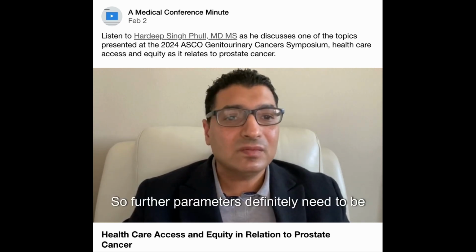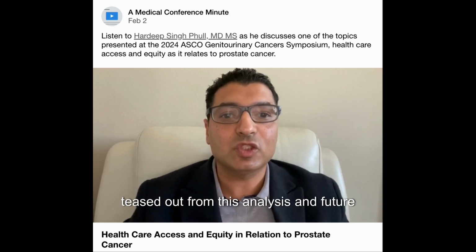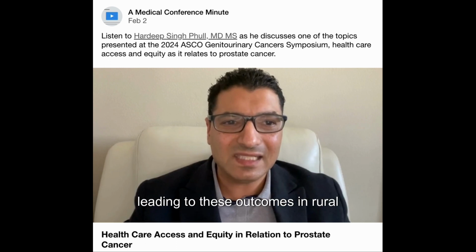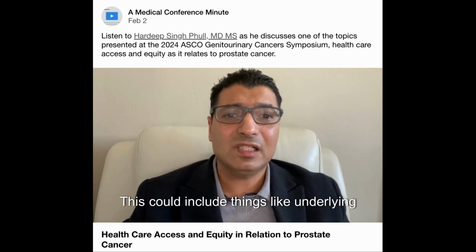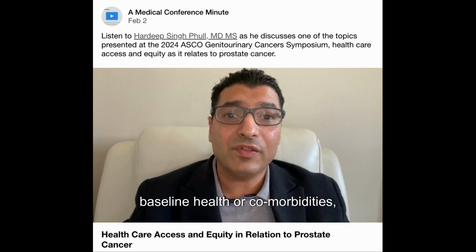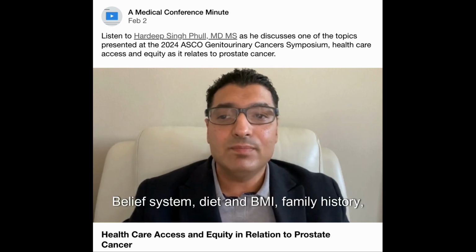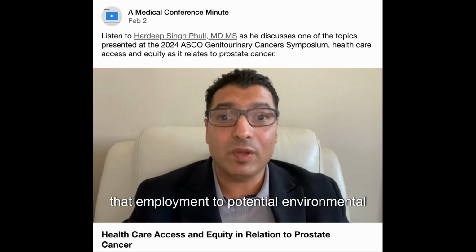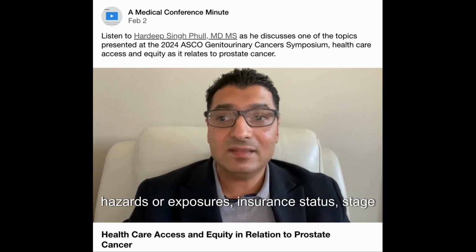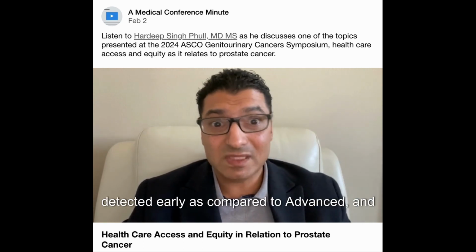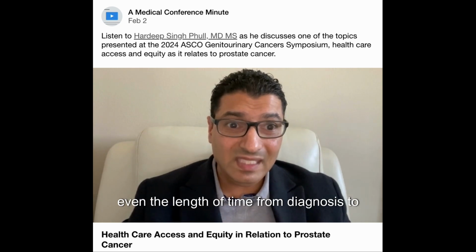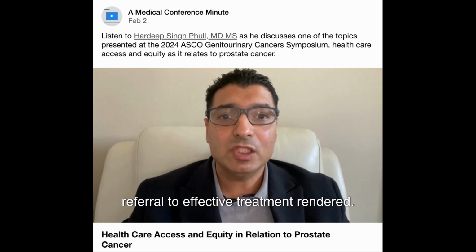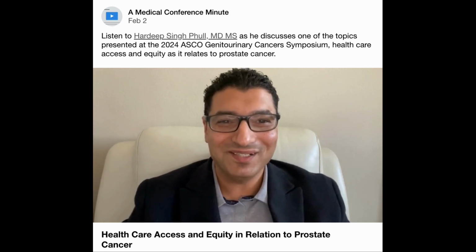So further parameters definitely need to be teased out from this analysis and future ones, including how to understand factors leading to these outcomes in rural populations. This could include things like underlying baseline health or comorbidities, ethnicity, belief system, diet and BMI, family history of cancer, income status, and maybe type of employment, proximity of the community or that employment to potential environmental hazards or exposures, insurance status, stage of diagnosis, and whether disease was detected early as compared to advanced, and even the length of time from diagnosis to referral to effective treatment rendered.